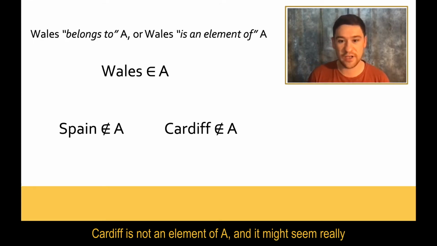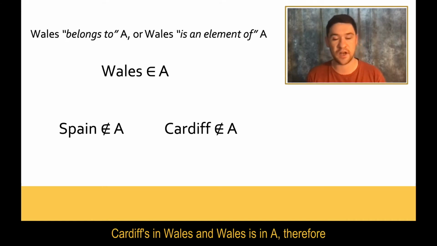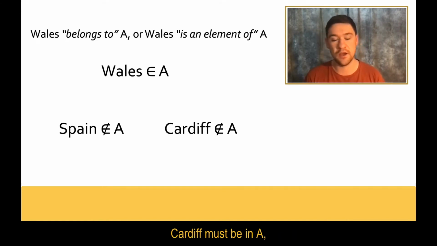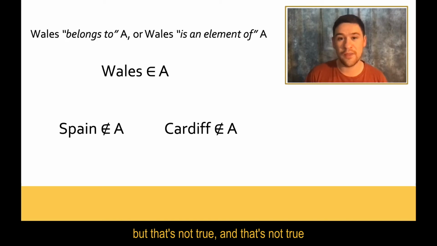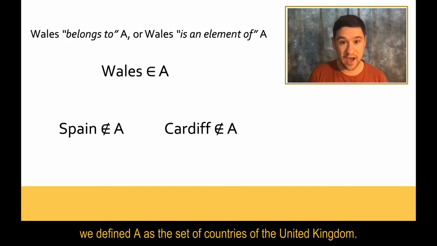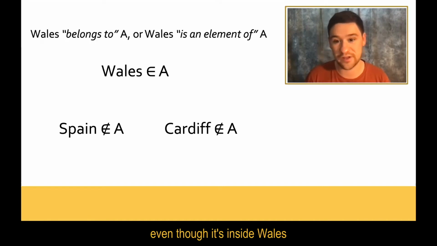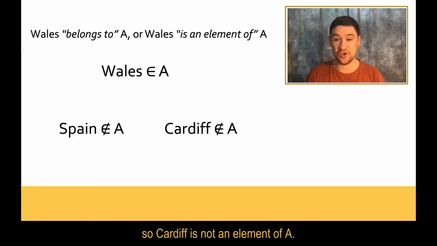It might seem really intuitive to go, well, Cardiff's in Wales and Wales is in A, therefore Cardiff must be in A. But that's not true, and that's because of how we defined A. We defined A as the set of countries of the United Kingdom. Cardiff is not a country of the United Kingdom, even though it's inside Wales. So Cardiff is not an element of A.